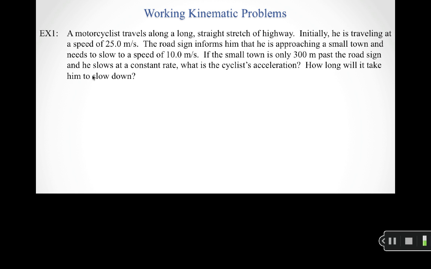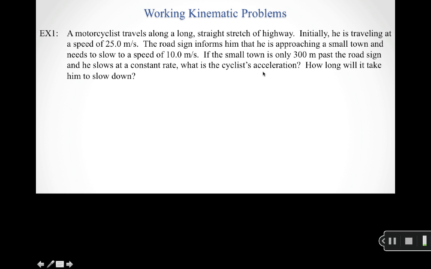So let's see how this works out in an example. So here's a simple example. I'm told I've got a motorcyclist that travels along a long straight stretch of highway. Initially he's traveling at a speed of 25 meters per second. The road sign informs him that he is approaching a small town and needs to slow to a speed of 10 meters per second. If the small town is only 300 meters past the road sign and he slows at a constant rate, what is the cyclist's acceleration? And how long will it take him to slow down?